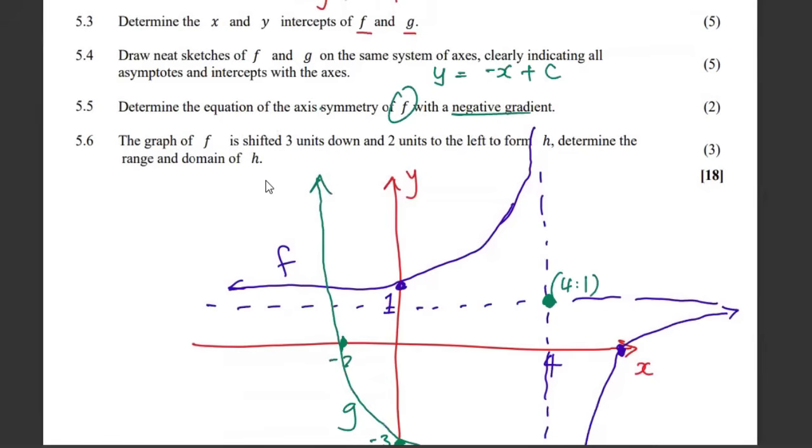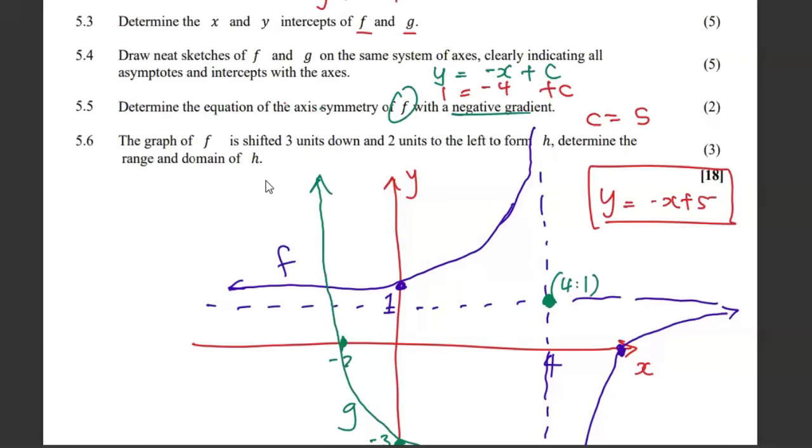So where there is x, I'll put a 4. Where there is y, I'll put a 1. Move the -4 that side, meaning that c is a 5. So the equation should become -x plus a 5. And then the graph of f is shifted 3 units down and 2 units to the left.